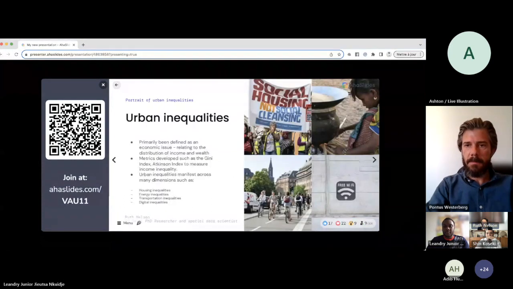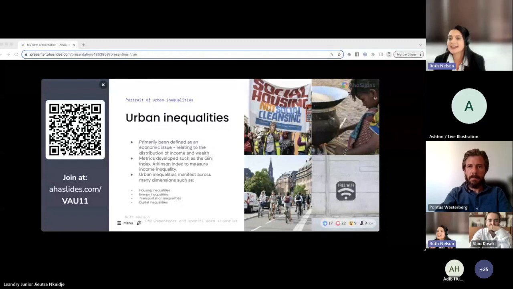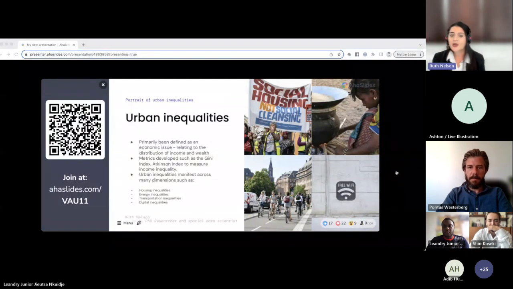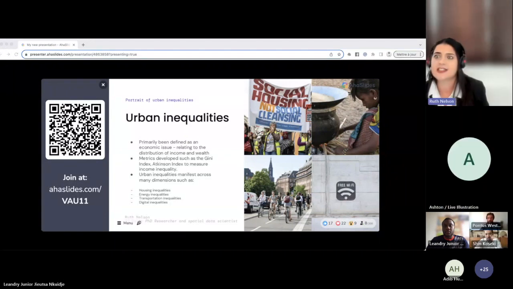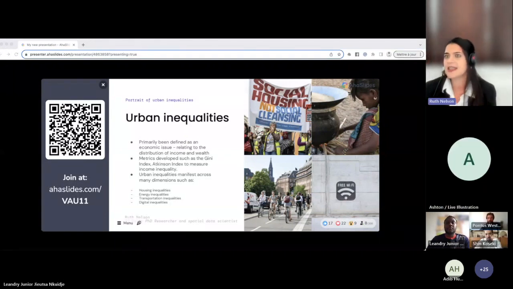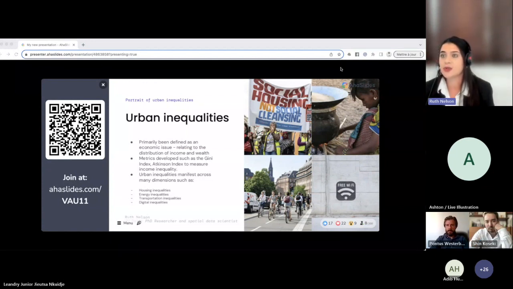But inequalities have primarily been defined up until this point, only recently, primarily as an economic issue. And only recently are we starting to understand that it actually covers many more dimensions than just income and wealth. So traditionally, metrics such as the Gini index and Atkinson index have been used by governments and organizations to measure income inequalities.